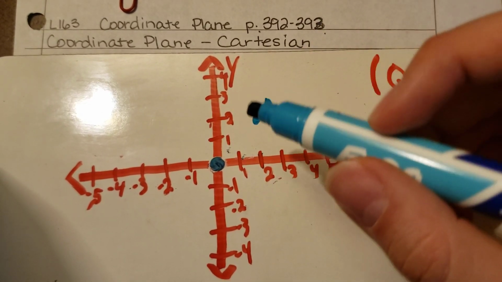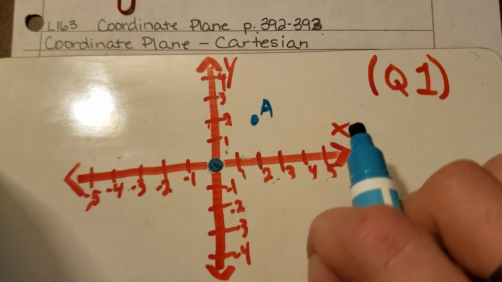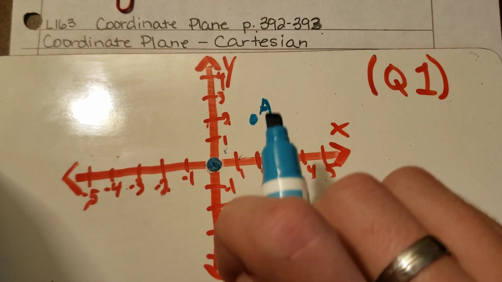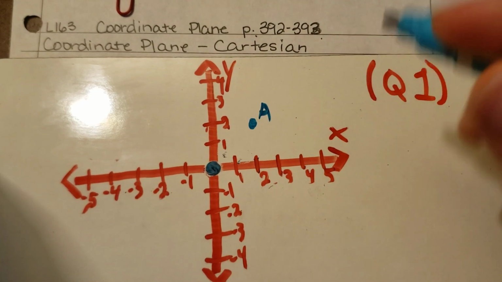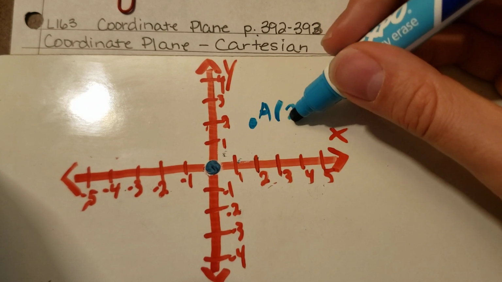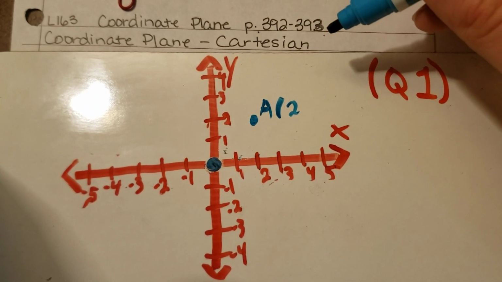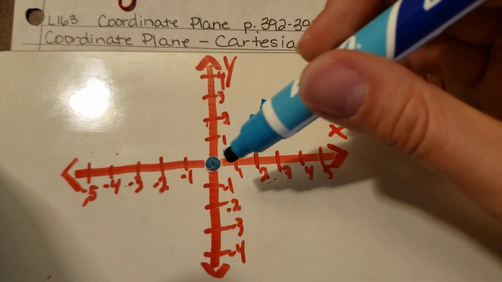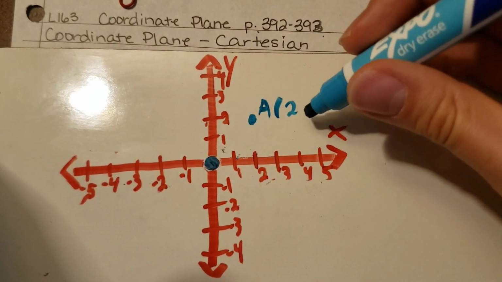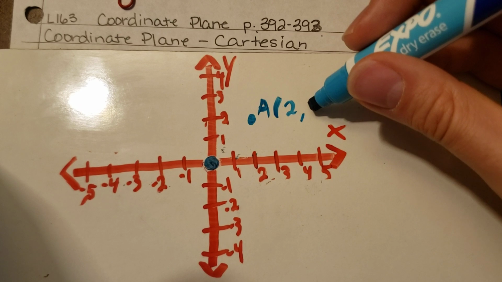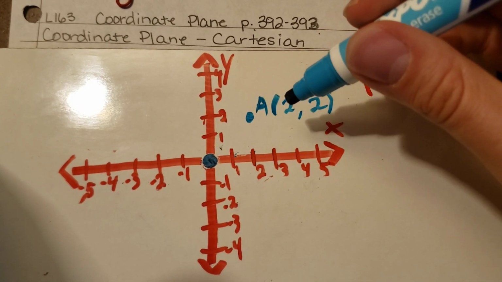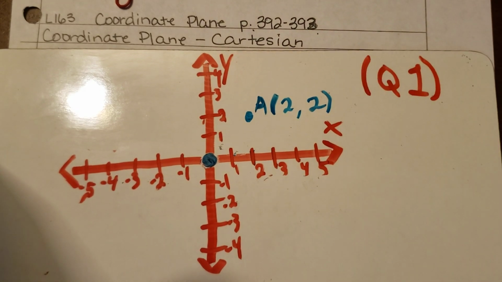And let's say point A, so its x value, it looks like it lines up with 2. So its x value is 2. That's a really good looking 2. And its y value happens to also be 2. So the point is at 2, not as nice of a 2. But A is at 2, 2.